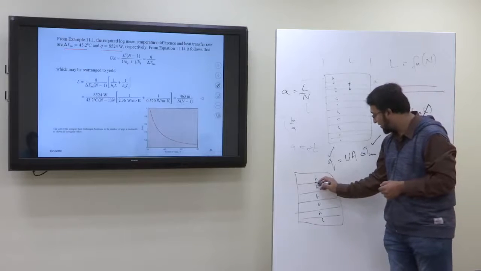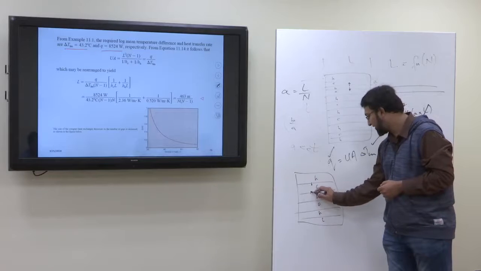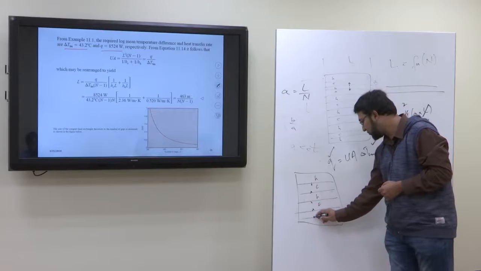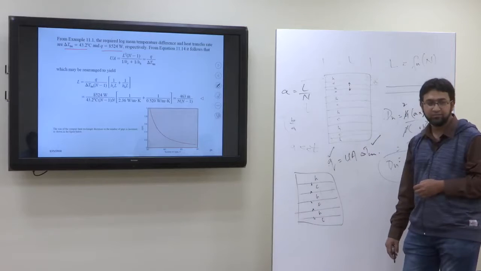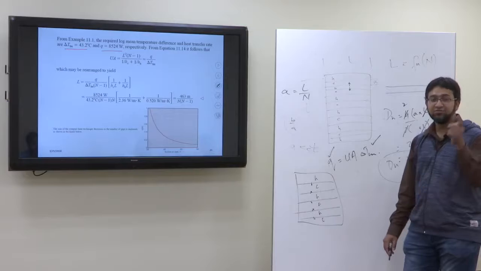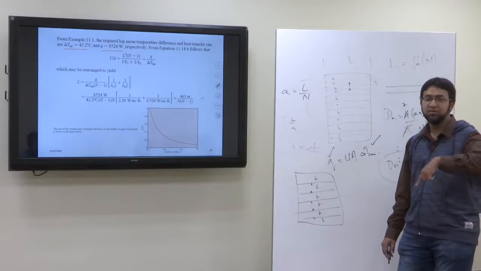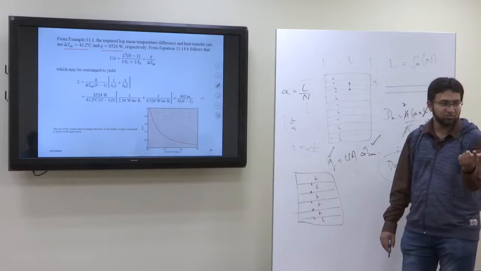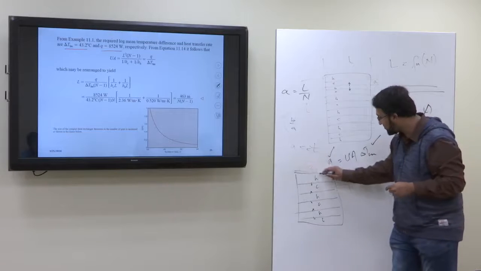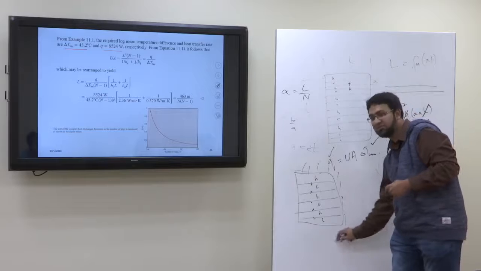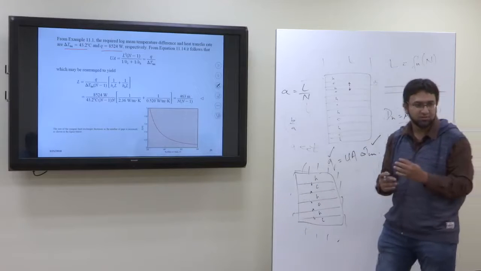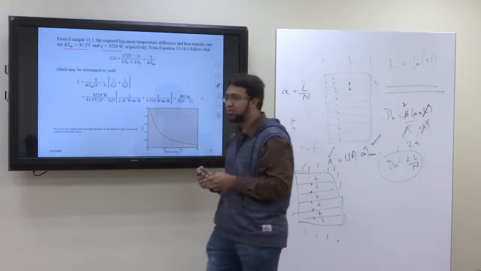Okay, so hot to cold first, then hot to cold second, then hot to cold third, hot to cold fourth, hot to cold fifth. If we have 6 gaps, then there are 5 full plates which are having the heat transfer. Why? Because the outer boundaries are insulated. There is no heat transfer from the outside world to the heat exchanger.